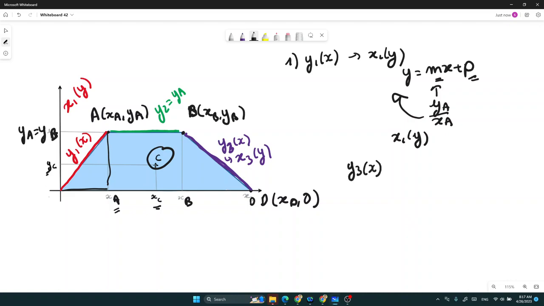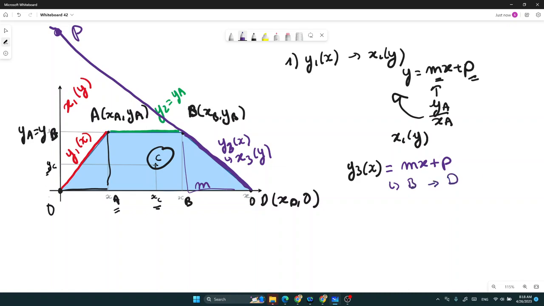For the function y3 of x, a lot of confusion. You need to find the function from 0 with the same referential. So what we need to find is the function of this line there. That will be your p, and this one will be your m, your slope. So you need to find the mx plus p. P is not 0 in that case. P will be a number that is quite high. And how you find this, you will use the point B and the point D, and you will solve for m and for p.